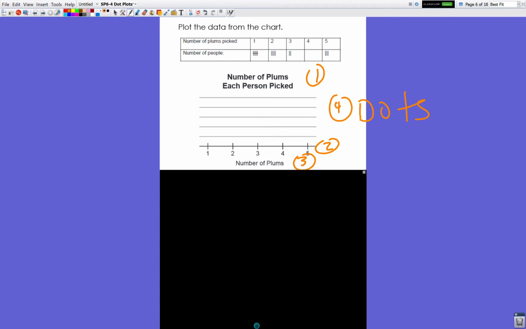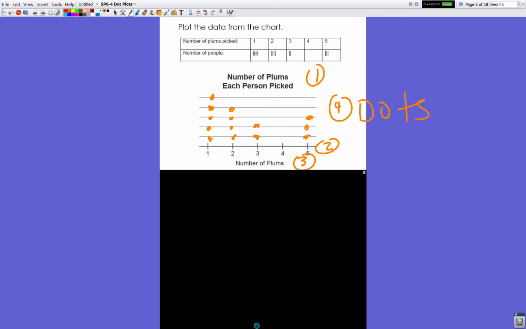So for number of plums picked, 1 has a frequency of 5. So I'll put 1, 2, 3, 4, 5 dots, as neat as possible. 2 has a frequency of 4, so 1, 2, 3, 4. 3 has a frequency of 2. 4 has no frequency, and 5 has a frequency of 3.